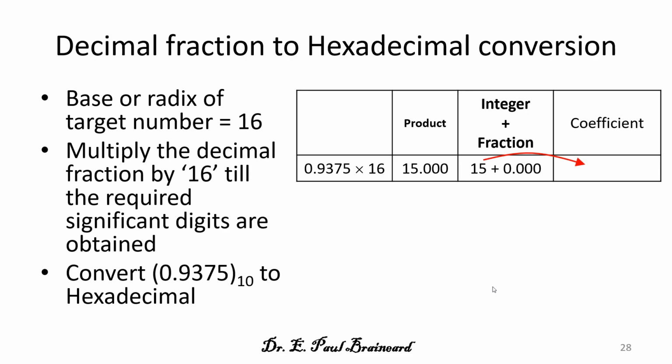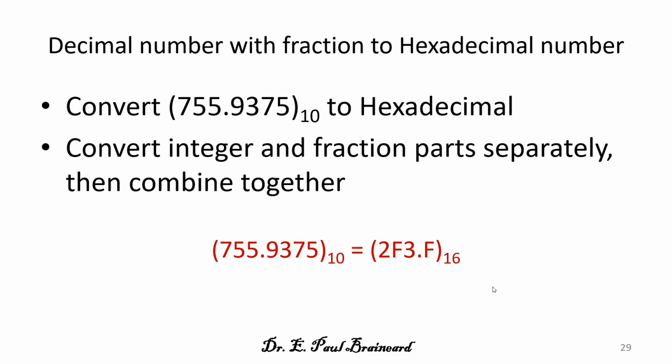Here we are having integer part equal to 15, but the important thing, as I said earlier, you have to write it in equivalent hex number. The hexadecimal equivalent of 15 is F. Therefore, the decimal number 0.9375 is equal to F in hexadecimal number system. The decimal number 755.9375 is equal to the hexadecimal number 2F3.F.